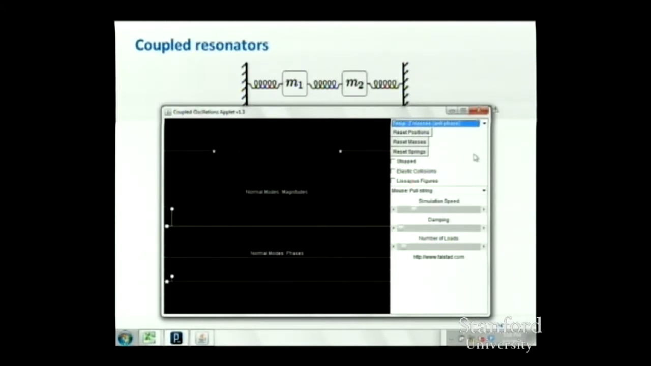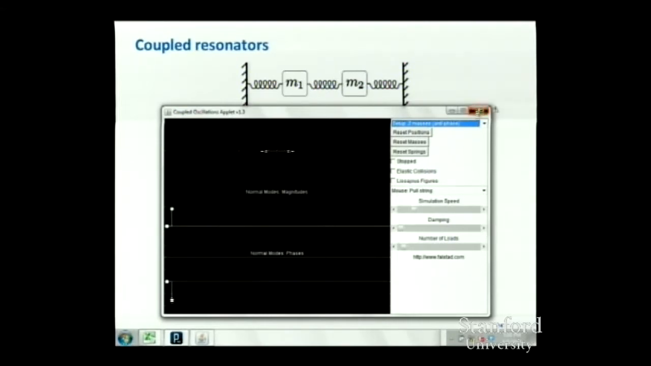And the frequencies of those two modes are different from one another. And it turns out that the tighter I make this spring in the center, the greater the splitting, which means the greater the difference in frequency between the in-phase mode and the antiphase mode.